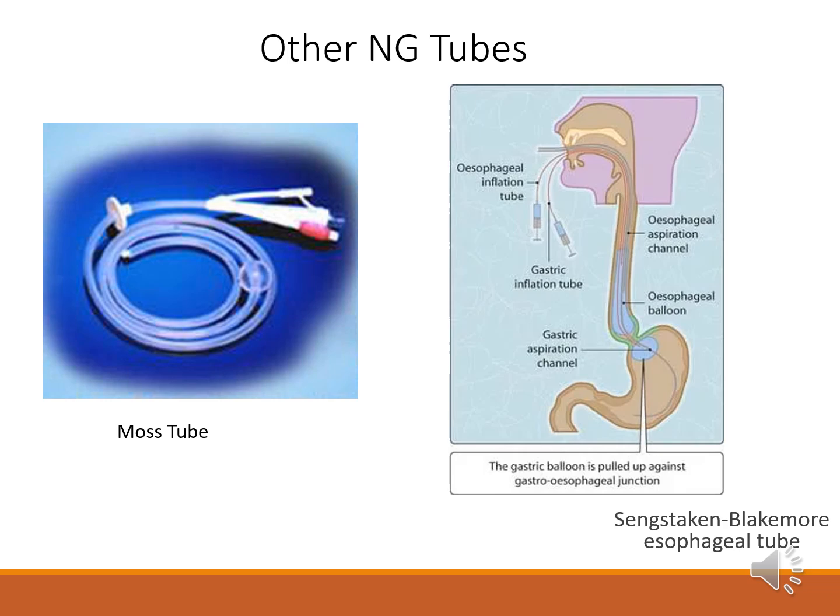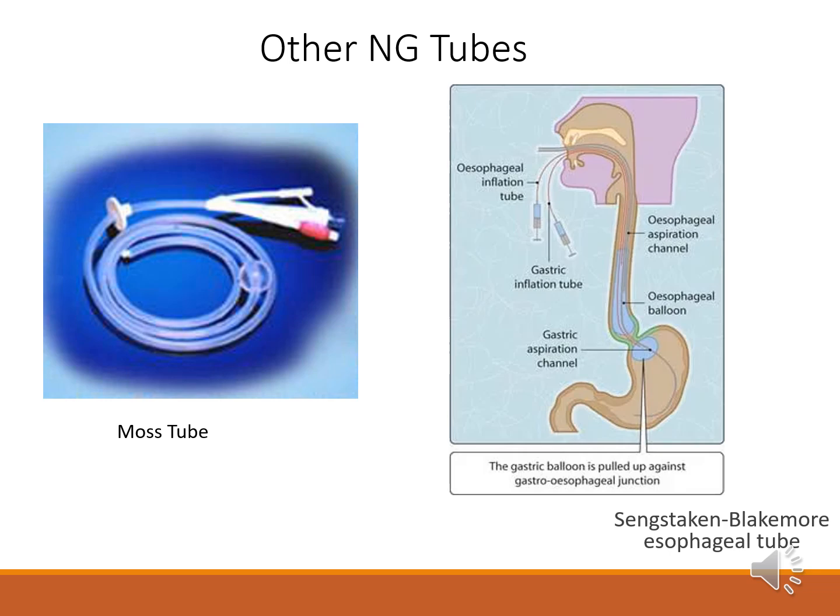Other types of NG tubes include the Nutraflex, Moss, and the Sengstaken-Blakemore, or SB, esophageal NG tubes. The Nutraflex tube is mainly used for feeding, and it has a weighted tip and lubricant that activates with gastric secretions to aid in insertion. The Moss tube is a more complex triple lumen tube. One lumen has an inflatable balloon to keep the tube in place within the stomach, and another is for fluid aspiration, and the third is for feeding into the duodenum, as shown on this image.